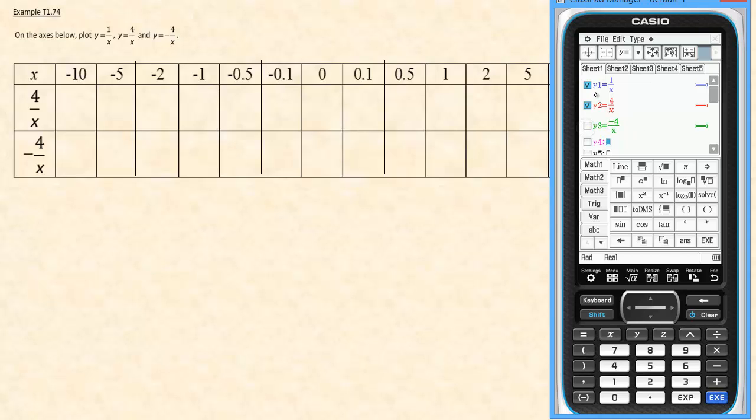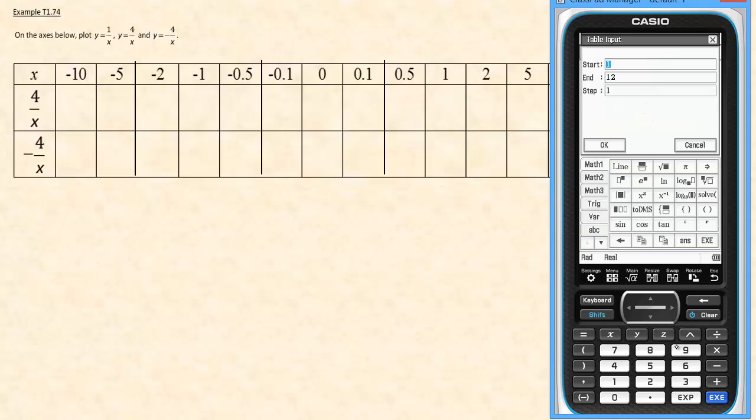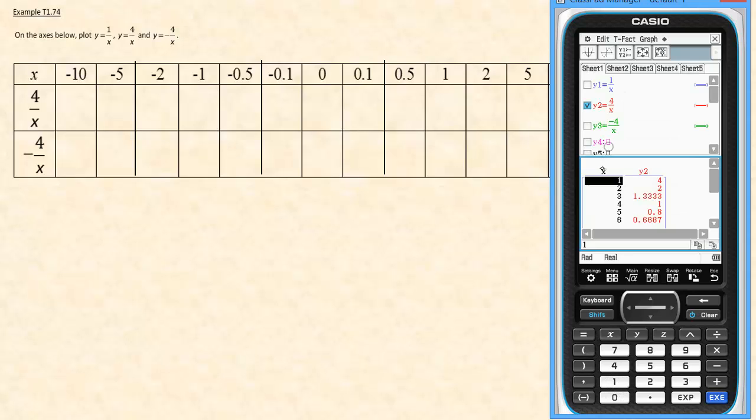Now, I'm just going to select number 2, and I'm going to produce a table, and I'm going to start the table at negative 10, and my smallest increment here is 0.1. I probably don't want to go that small. I'm just going to go up to 10, and I'll do them in steps of 1, and I'll do this one manually, although I can always use the calculator to do it if I want to.